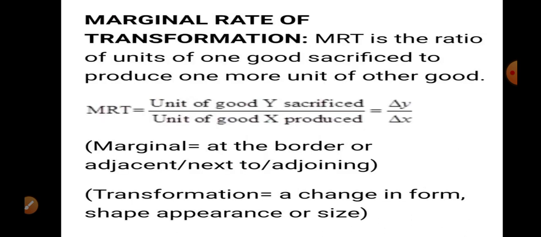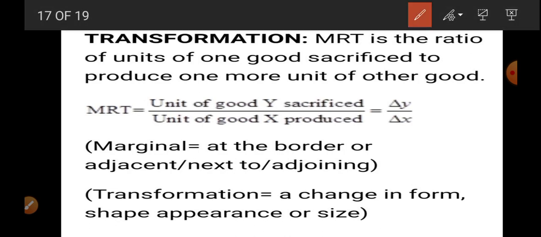Now, MRT, the marginal rate of transformation, is the ratio of units of one good sacrificed to produce one more unit of the other good, and this is the equation.